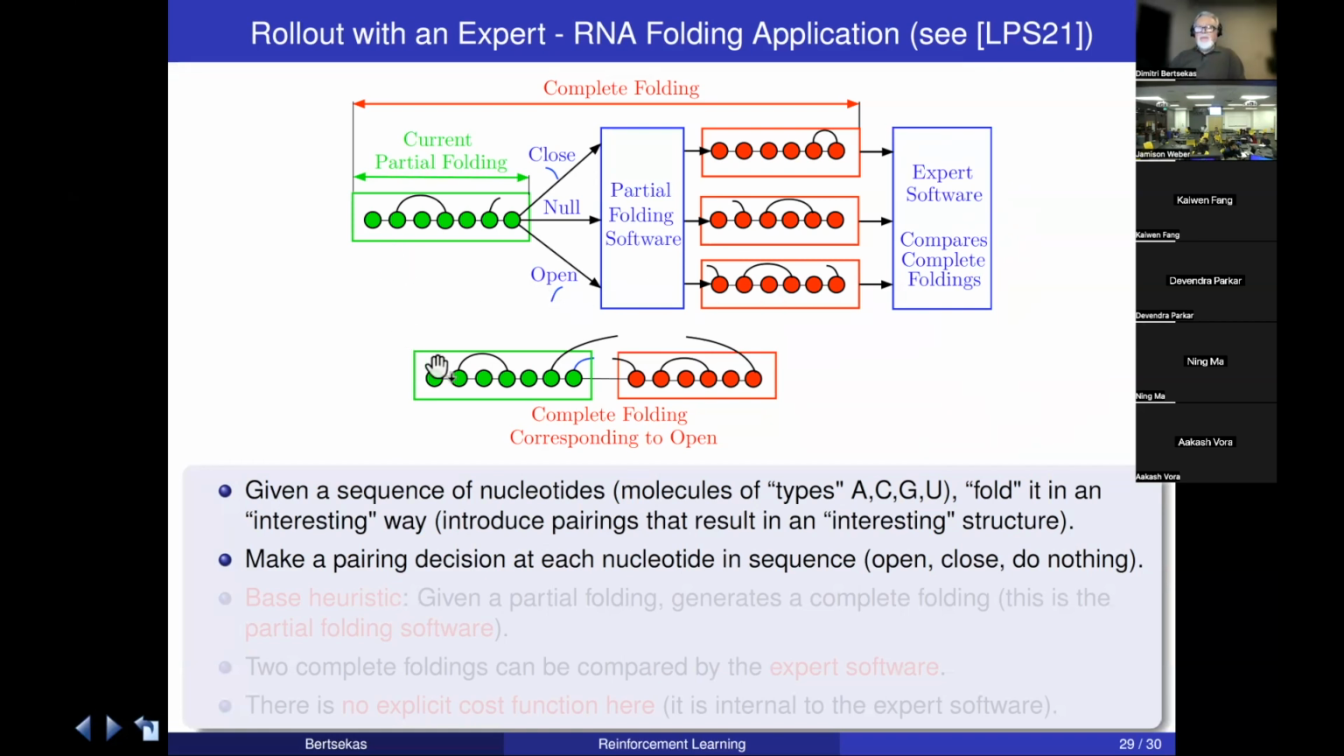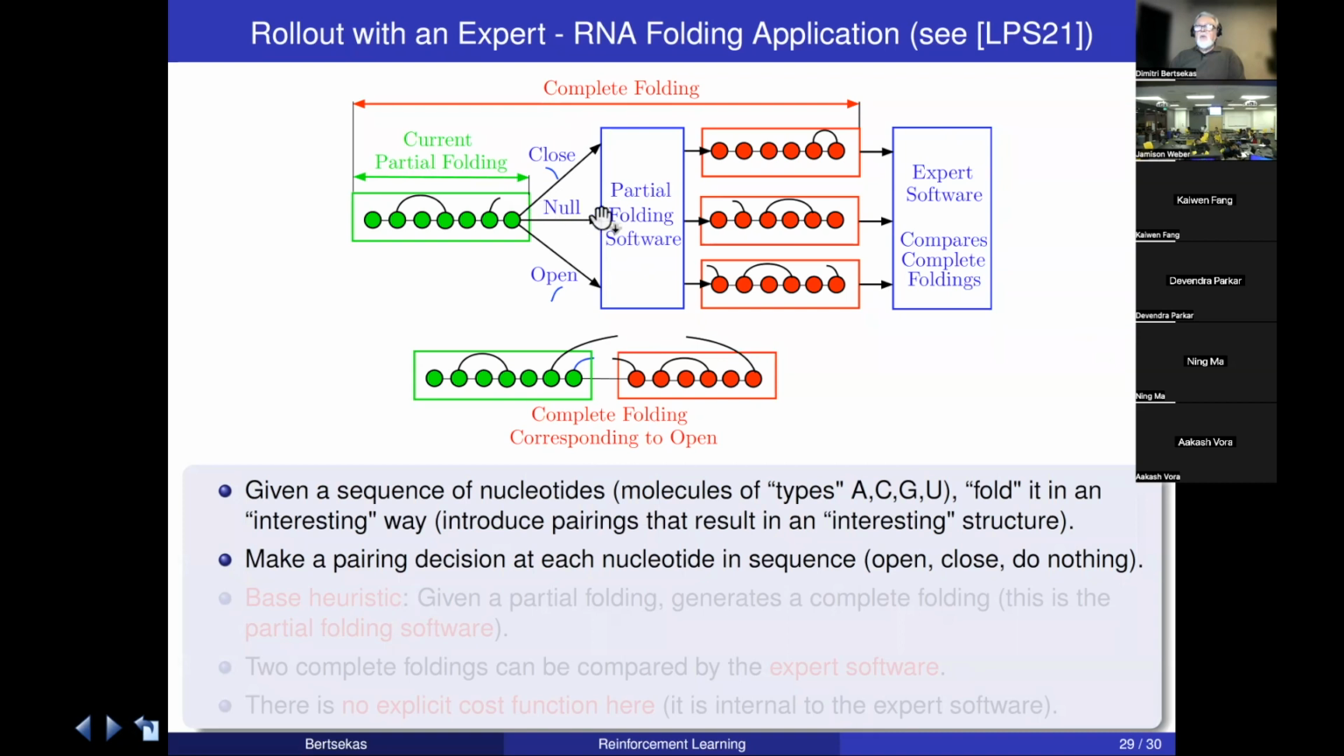We have a sequence, but not the pairings. At each step, we go one step forward in the sequence. We have already closed some pairings up to now. Some pairs may still be open, and we choose between three decisions: either to close this pairing with some letter in the sequence that came earlier, or to open a pairing for pairing with future letters in the sequence, or to do nothing.